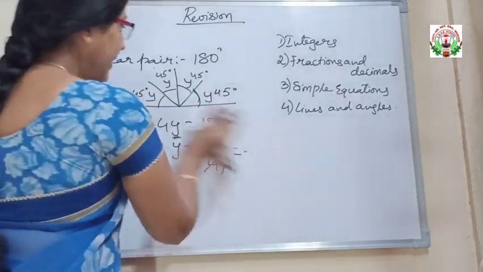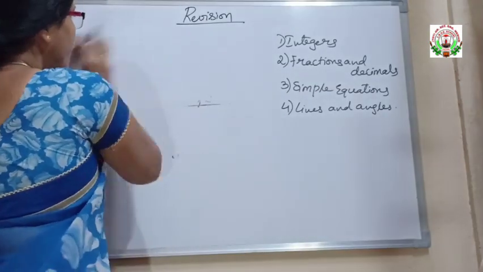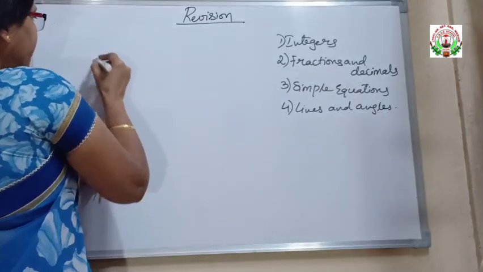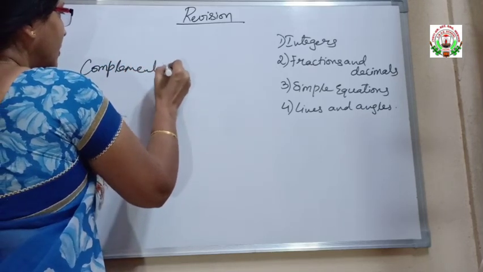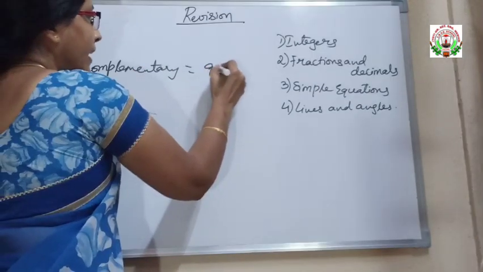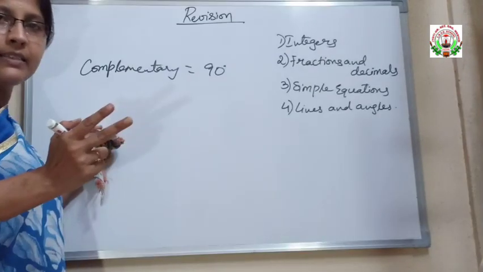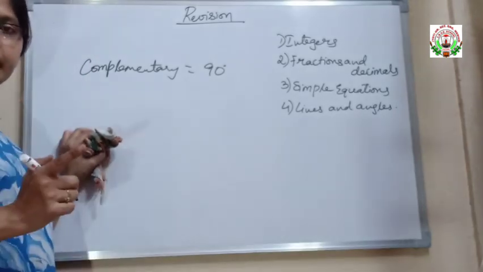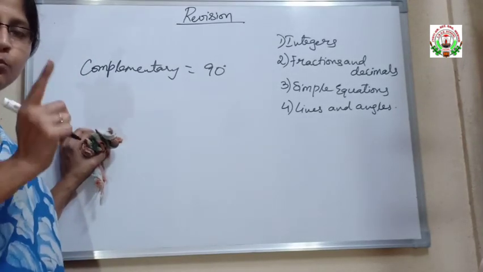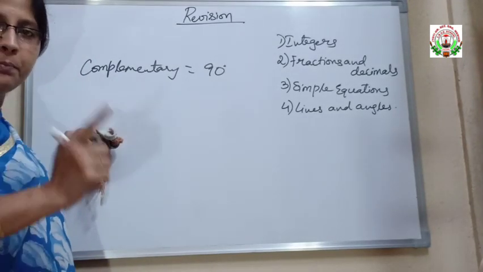Next is complementary angles. Complementary angles means if you add any two angles, the sum should be 90 degrees. If it is not 90 degrees, we can say that the angles are not complementary.